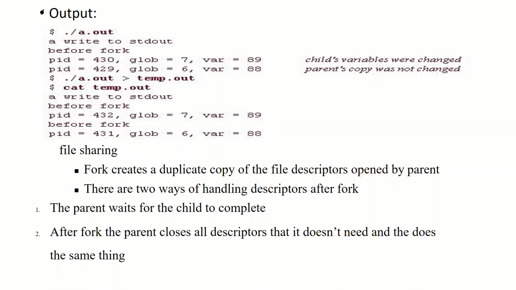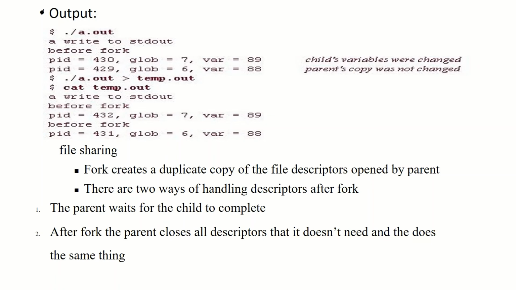A write call from the standard output file: before fork, PID is 432, then global variable is 7, variable is 89. Then before fork, the parent ID is 431, global variable is 6, and variable is 88. Like that, the information is displayed when the above program is executed.